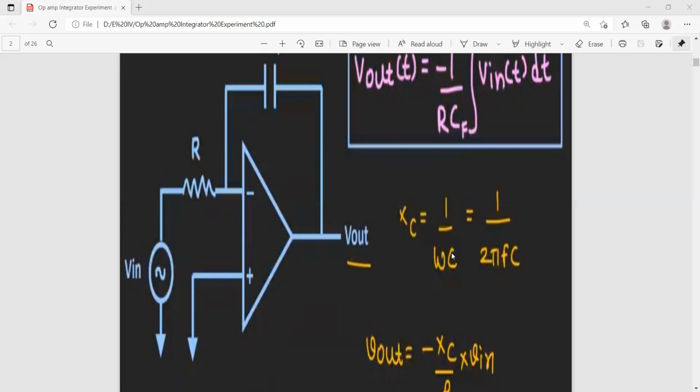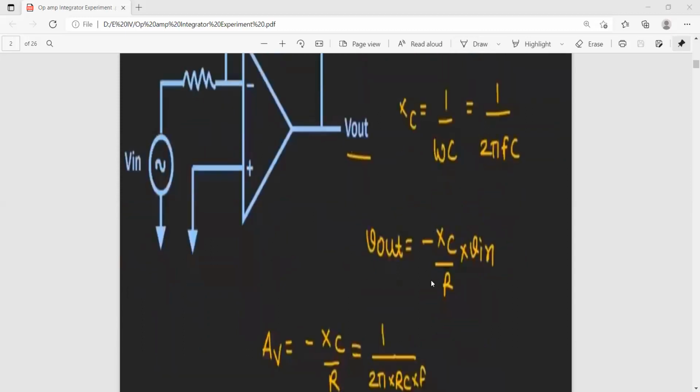Therefore that reactance part XC is equal to 1 by omega C, which is equal to 1 by 2 pi f, since omega is 2 pi f. So you can write it here. Therefore C can be written as 1 by XC, and other things we take as some constant. So in place of this, you write 1 by XC. Since XC is in the denominator, it will go to the numerator place.